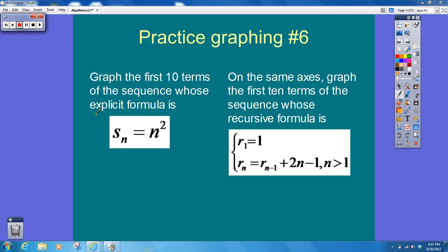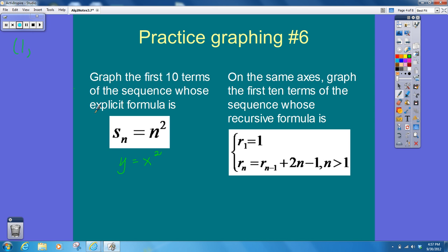Okay, let's continue here. We're going to go through this example. We are going to graph the first 10 terms of the sequence whose explicit formula is this. Explicit formulas are very easy to graph. We've done this before because you can just plug in y equals x squared. You can generate the table of values for the first 10.